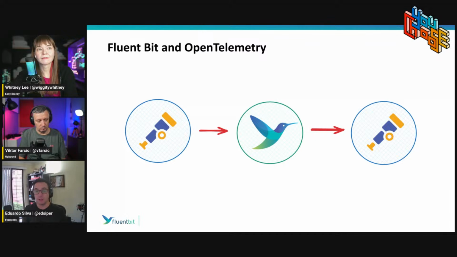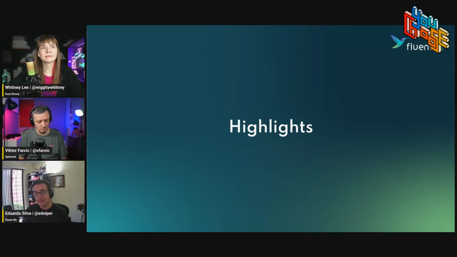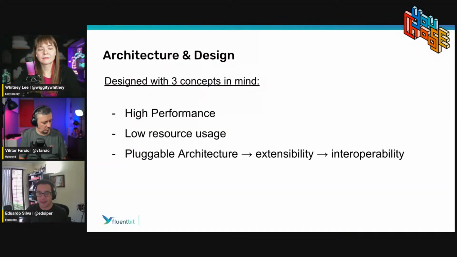OpenTelemetry is a specification of a data format for different types of signals that Fluent Bit fully supports. And maybe the comparison, as Whitney said, is that Fluent Bit is kind of similar to the OpenTelemetry collector, but we are an OpenTelemetry compliant agent. And also you can use Fluent Bit to connect all your OpenTelemetry applications. In terms of highlights from the project, from a very high level, it has been designed with three concepts in mind: high performance, low resource usage, and a pluggable architecture.